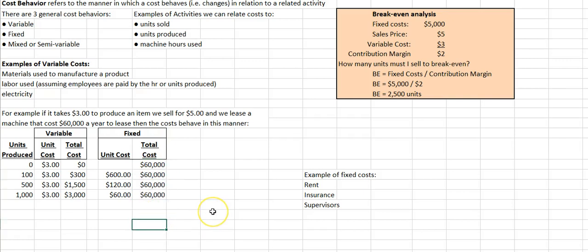Why is this important? Well, so many of the decisions that we make in managerial accounting, whether it's to make or buy a product, whether it's to give special pricing, whether it's to get rid of a segment or keep, or get rid of a product or keep, involves understanding cost behavior. It involves understanding which costs go away and which costs stay.